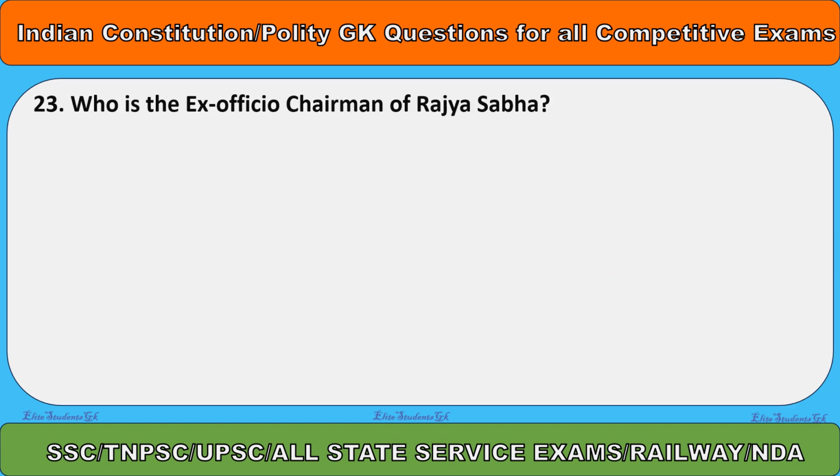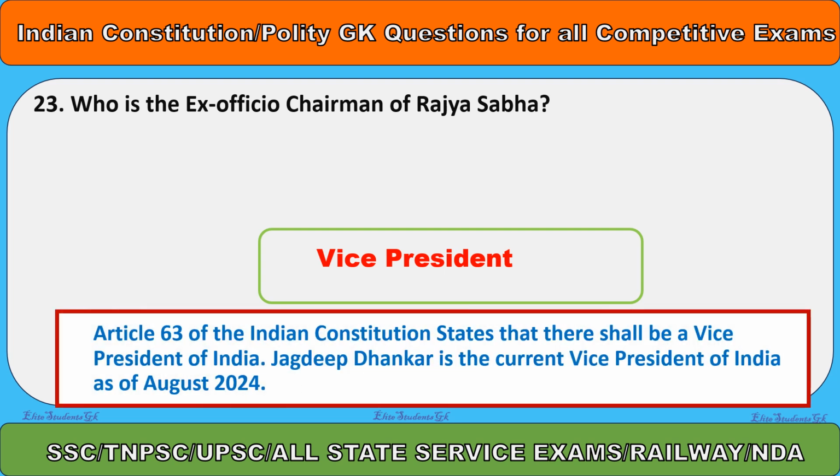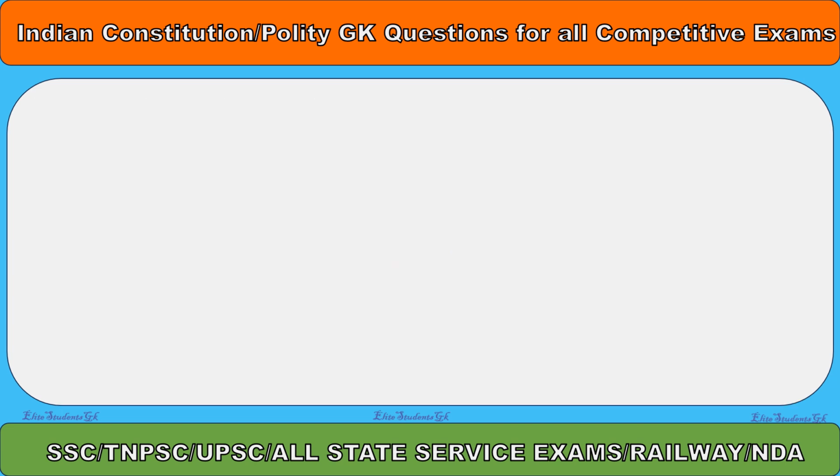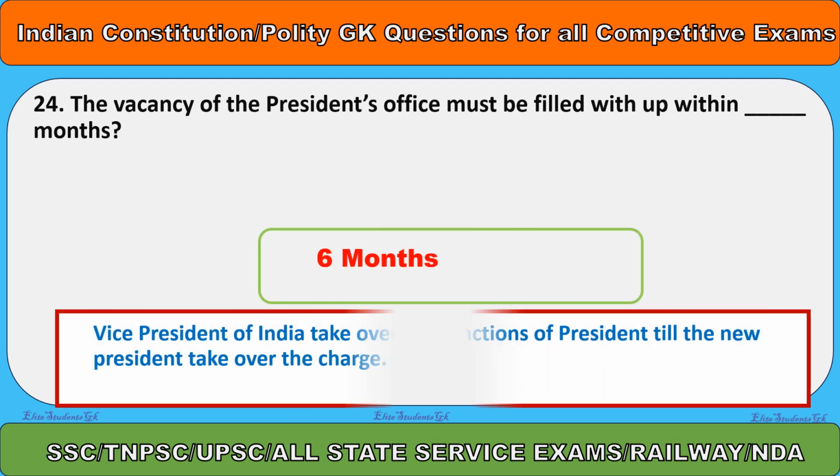Who is the ex officio chairman of the Rajya Sabha? The Vice President. Article 63 of the Indian Constitution states that there shall be a Vice President of India. Jagdeep Dhankhar is the current Vice President of India as of August 2024. The vacancy of the President's office must be filled within how many months? 6 months. The Vice President of India takes over the functions of the President till the new President takes charge.